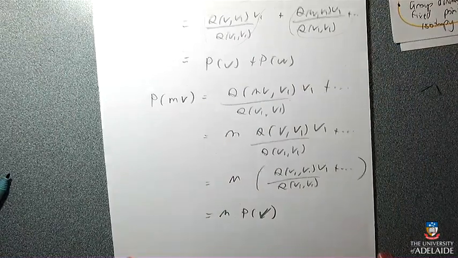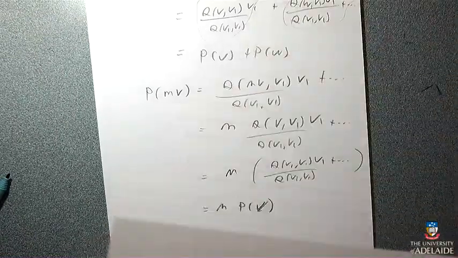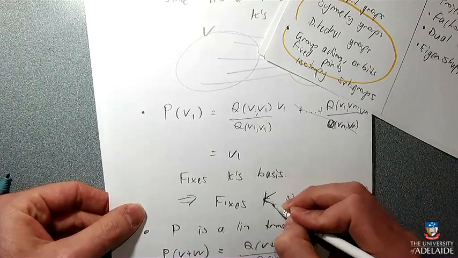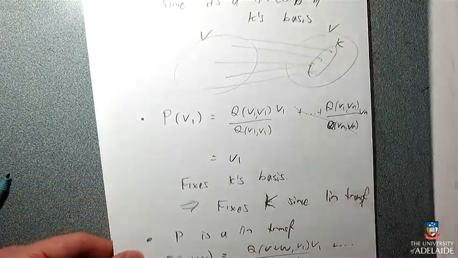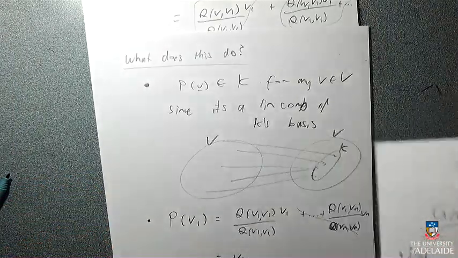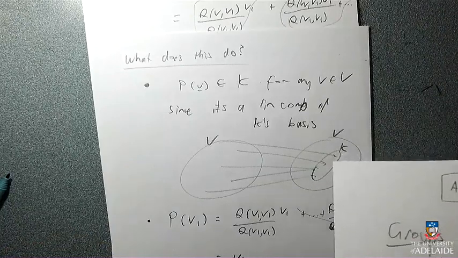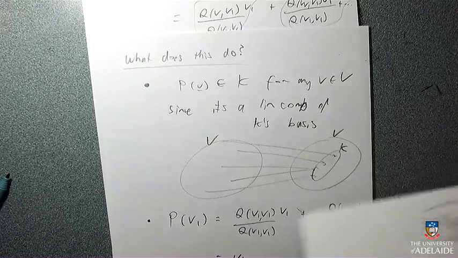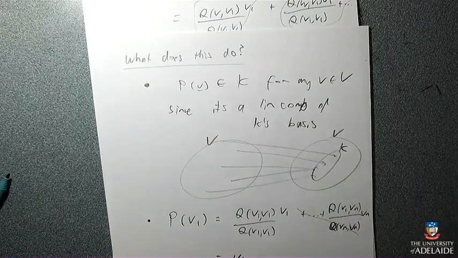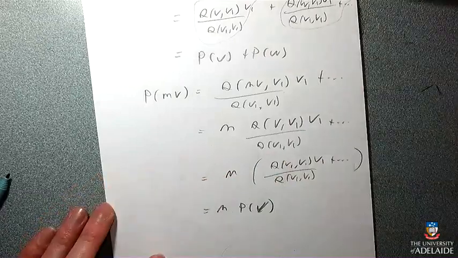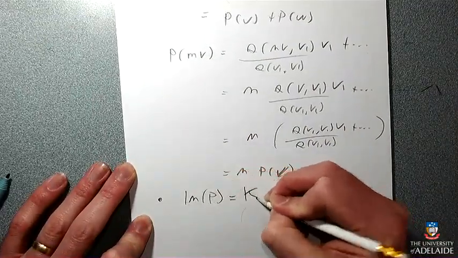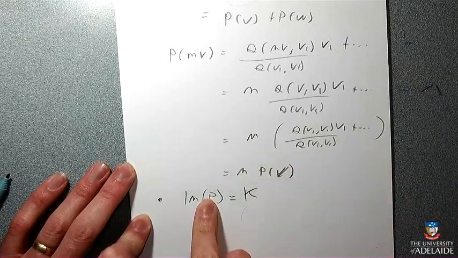Okay. So it's a proper linear transformation, and it fixes the entire of big K, and everything in V ends up in big K. So actually, the image of P is K, because everything ends up in K, and we actually produce the whole of K because everything in K is fixed. So the image of P in fact is K. Is that what we call it, an image? Okay.